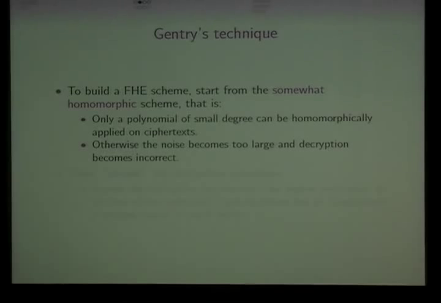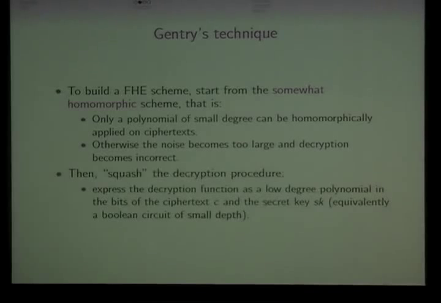You start from something called a somewhat homomorphic encryption scheme, in which you can apply polynomials on your binary data, but only polynomials up to a bounded degree. So your ciphertexts are somewhat noisy in some sense, and the noise increases when you apply homomorphic operations. And when the noise becomes too large, so when the polynomial has too large a degree, you can't decrypt correctly anymore.